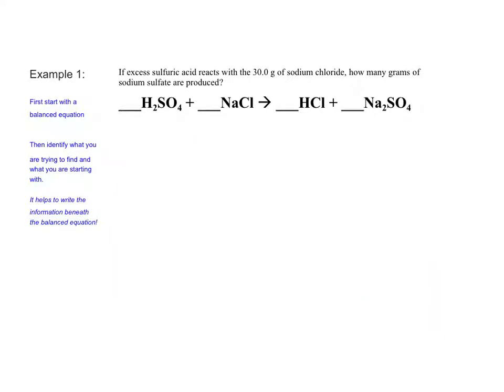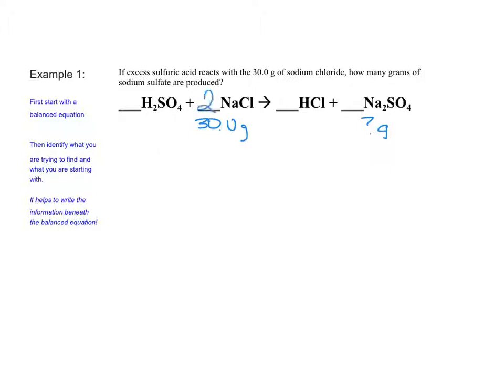So for the first example, we are given sulfuric acid reacting with 30 grams of sodium chloride. How many grams of sodium sulfate are produced? So maybe it's time to write out the roadmap. We're given 30 grams of sodium chloride, and we're asked for how many grams of sodium sulfate are produced. So question mark grams. So this is just like yesterday, but we don't have moles. We've got grams.